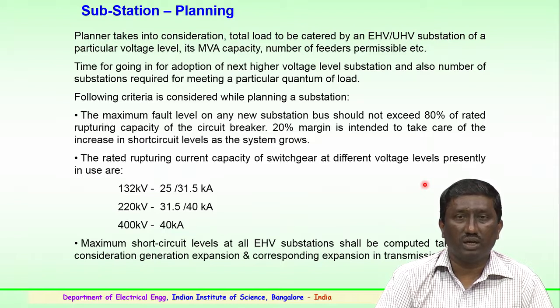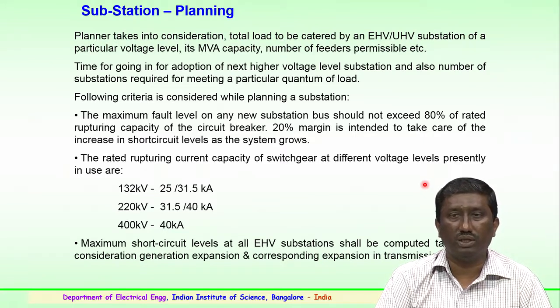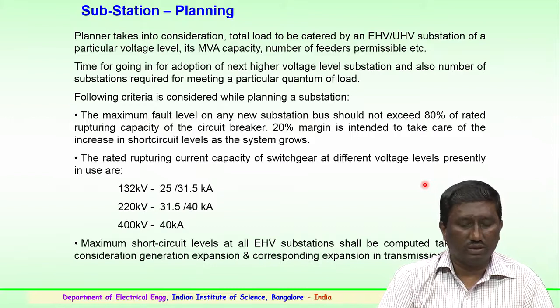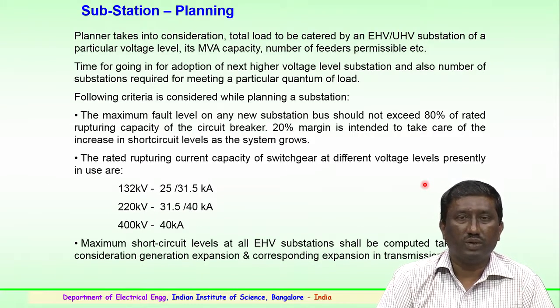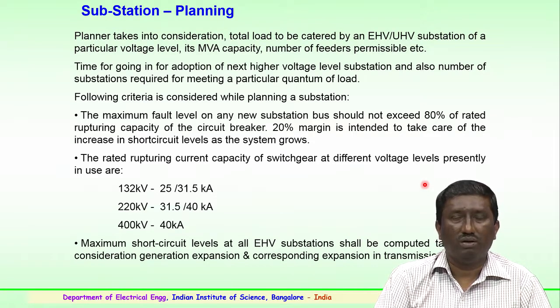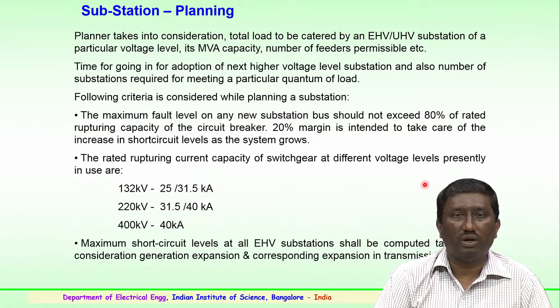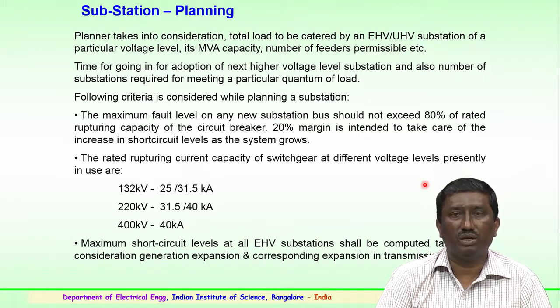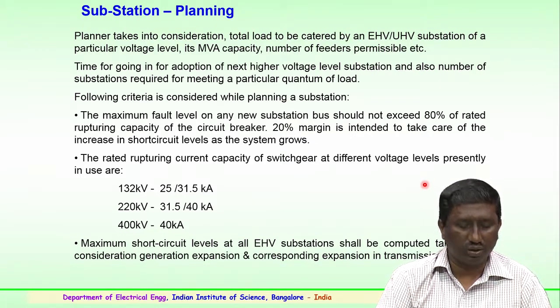So, the rated rupturing current capacity of a switchgear at different voltage levels which are presently being adopted are as follows. For a 132 kV system, the rupturing current capability will be 25 or 31.5 kilo amperes, and for a 220 kV transmission substation, the rupturing capability will be 31.5 or 40 kilo amps. In case of 400 kV it will be 40 kilo amps, and further at 800 and 765 kV levels it will be 40 kilo amps or higher than the 40 kilo amps level.